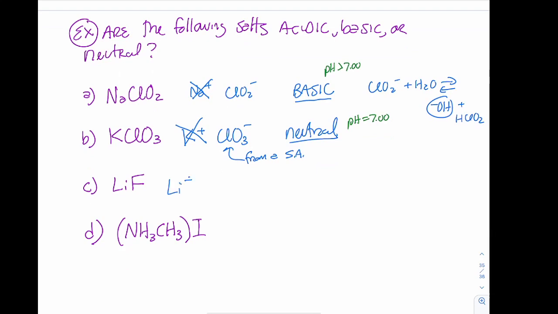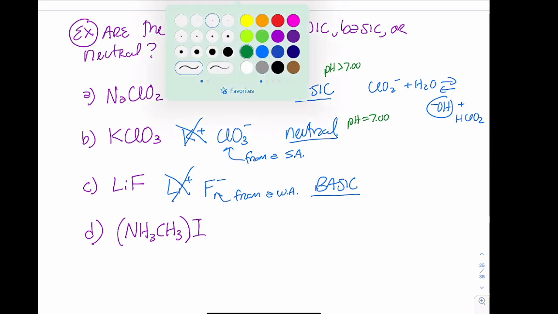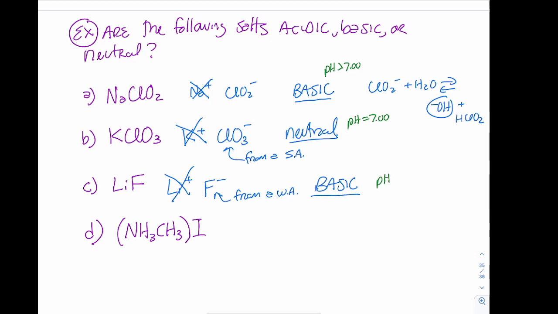Next one, I have lithium and fluoride ions. Again, group 1A cation, I don't care about it. It's a spectator ion, it's inert. F- is from a weak acid. So it's going to react with water to produce hydroxide ions and my conjugate acid. It is going to be a basic solution, right? pH, again, greater than 7.